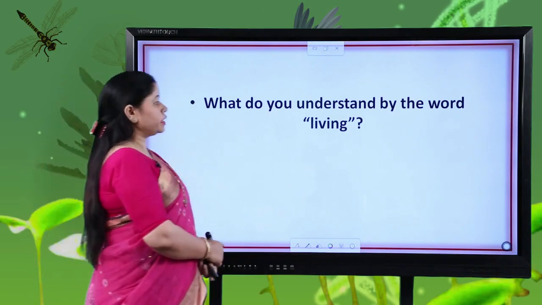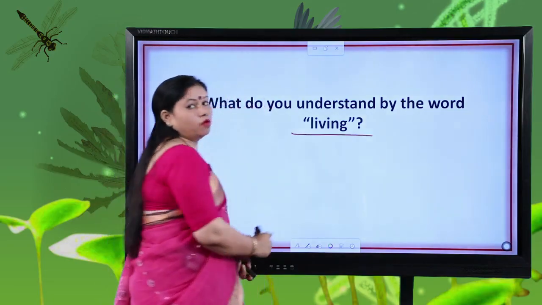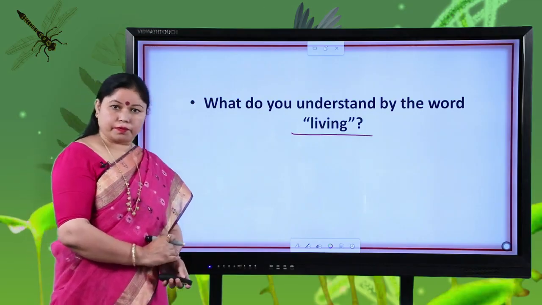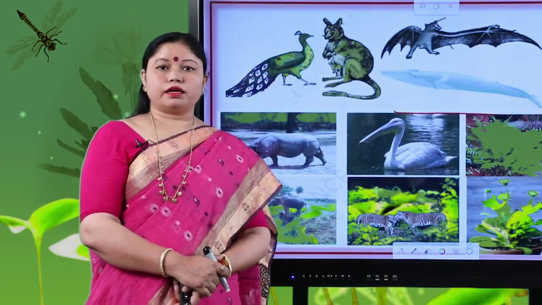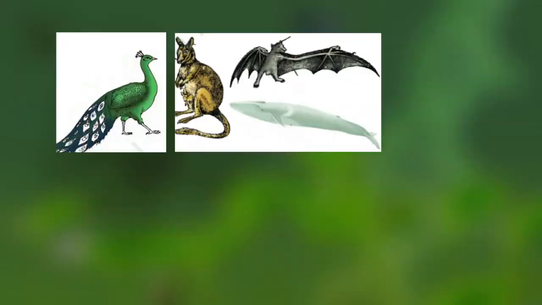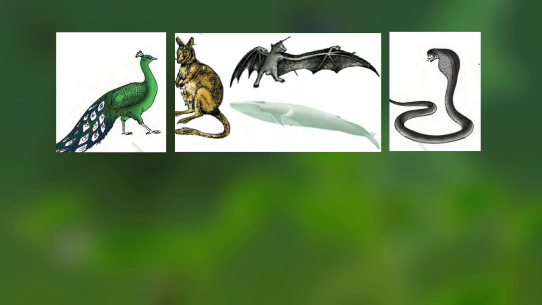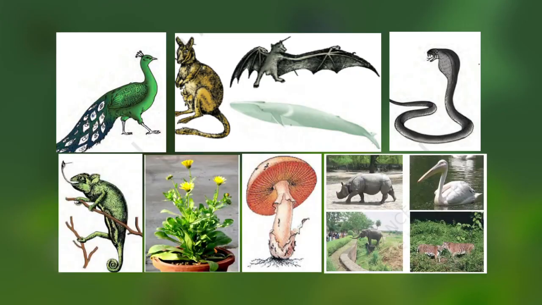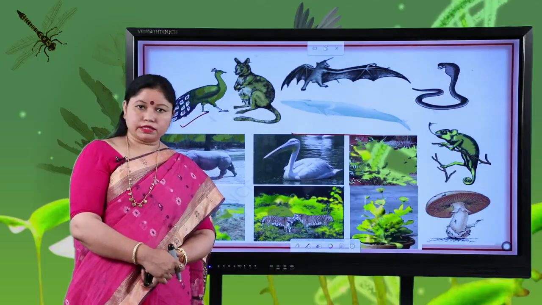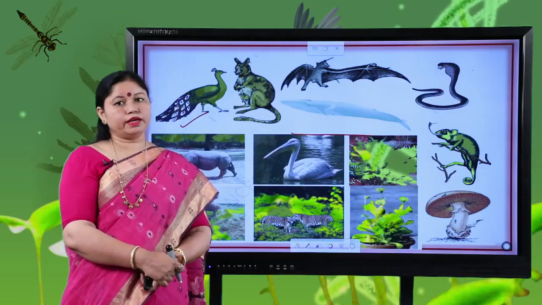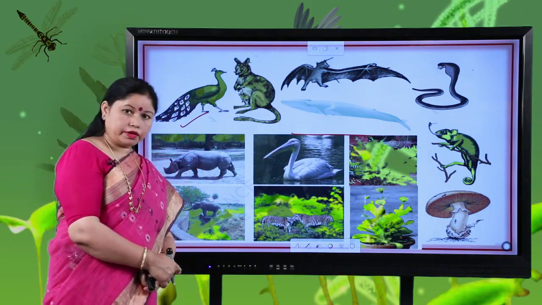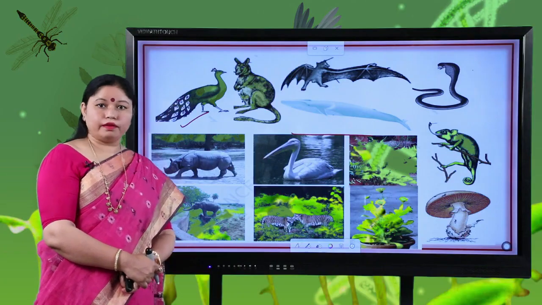What do you understand by living? What all things come into your mind when you think about living? Some of the things coming to your mind could be birds, various animals like kangaroo, snake, chameleon, fungi, plants, tiger, elephant, etc. Yes, all these are living things, or you can say they are living organisms. But have you ever thought, why do we keep them in the living category?